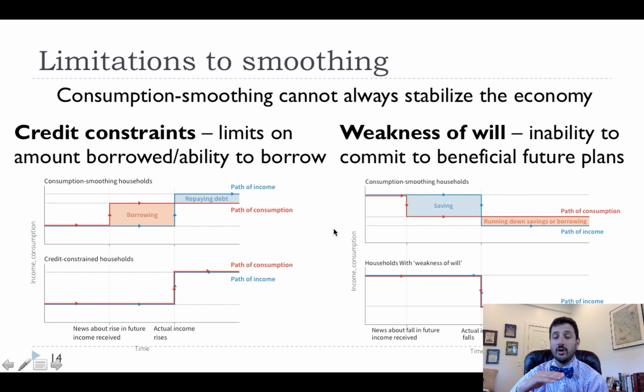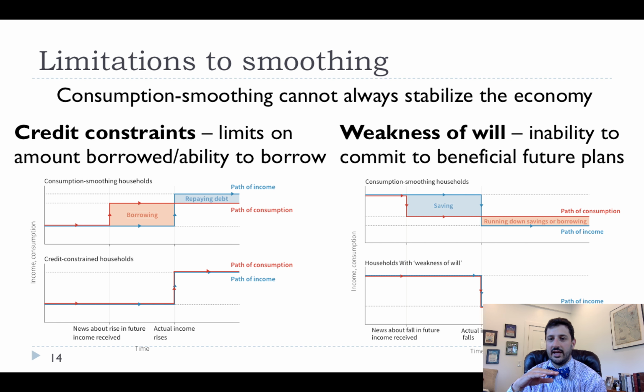Now, people are not always able to smooth as much as they want to, right? They might have credit constraints so that they can't borrow as much as they would like to. For instance, you can borrow for education, you can borrow to buy a house, you can borrow to buy a car, but you can't usually go to the bank and say, hey, I would just like to borrow in order to smooth my consumption without any collateral, right? The bank will say, no, I don't really trust you to pay it back, and so I'm not going to lend to you.